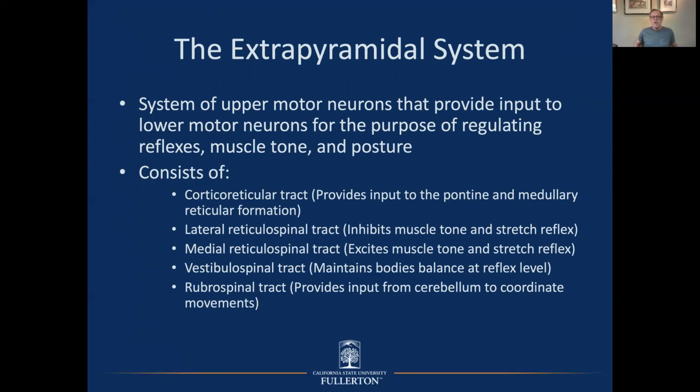Then, lower than that, the cortical reticular tract is up in the brain. The lateral reticulospinal tract and medial reticulospinal tract run from the pons and from the medulla to lower areas. Could be all the way down the corridor, could be a lower area for a cranial nerve. The lateral reticulospinal tract inhibits muscle tone and the stretch reflex.